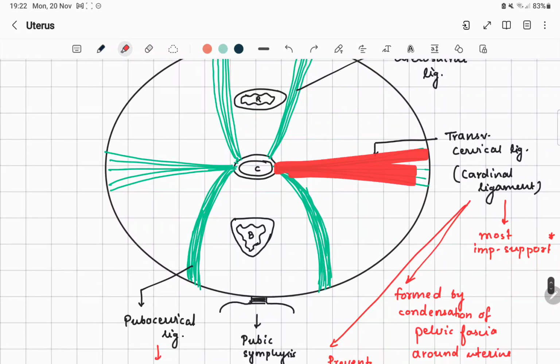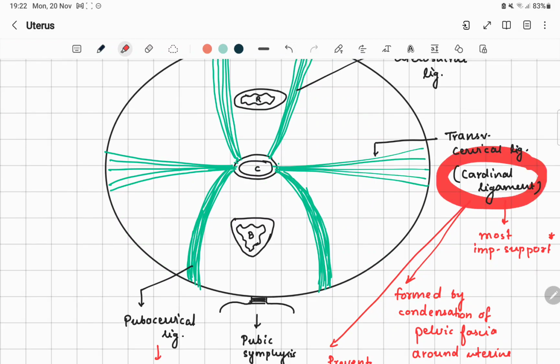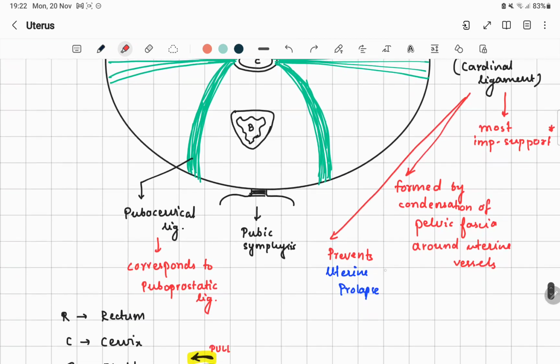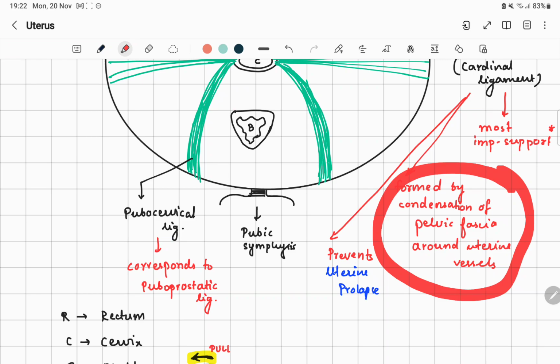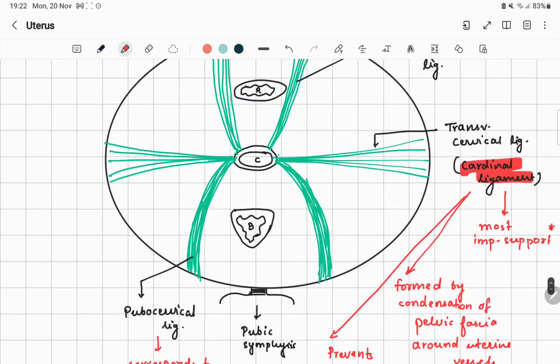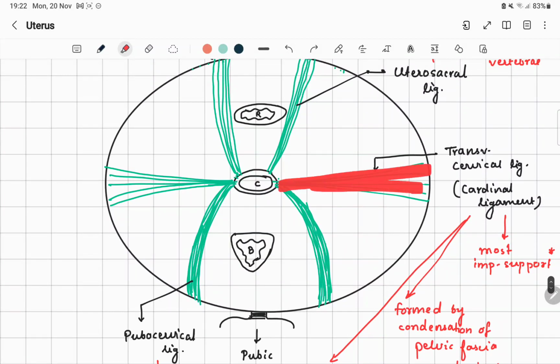Then you have the transverse cervical ligament, which is called the cardinal ligament. Why is it called the cardinal ligament? It is the most important support and it prevents uterine prolapse. How is it formed? It is formed by condensation of pelvic fascia around the uterine vessels. So it is called the cardinal ligament of the uterus. That is the transverse cervical ligament. It is one of the main ligaments.